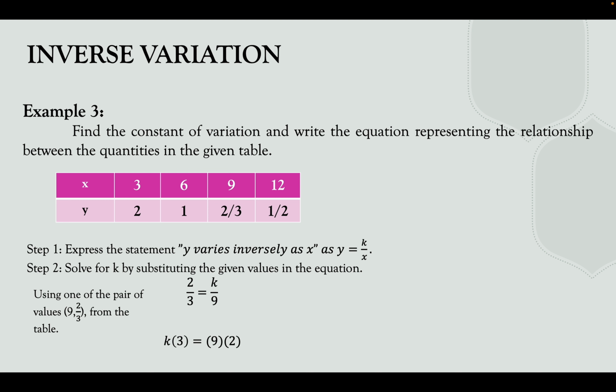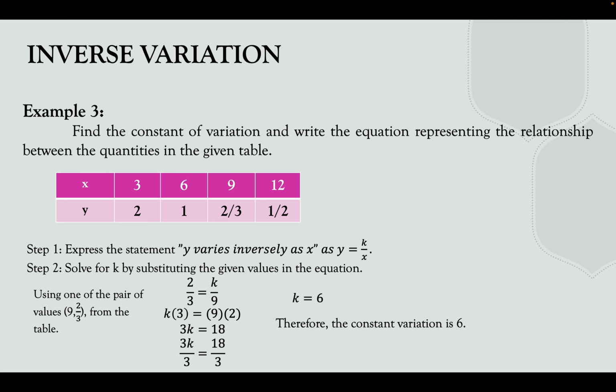So cross multiply, you will get k times 3 equals 9 times 2. Okay, so we have 3k equals 18. Divide both sides by 3, you will get k equals 6. Therefore, the constant of variation is 6, and the equation of variation is y equals 6 over x. Again, you can choose any pair of values in the given table, and all of them will give you a constant of variation of 6.